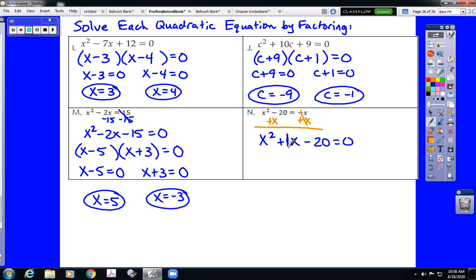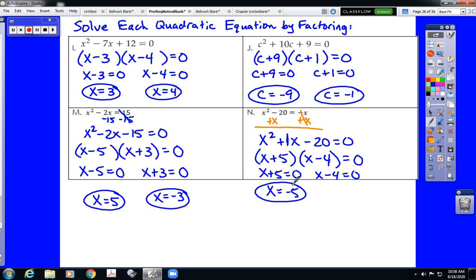So we go to factor. We're looking for a pair of numbers that multiply to negative 20 and add to positive 1. That would be positive 5 and negative 4. Split that up into two separate equations, x plus 5 equals 0 and x minus 4 equals 0, and solve each equation, giving us our answers of x equals negative 5 and x equals positive 4.